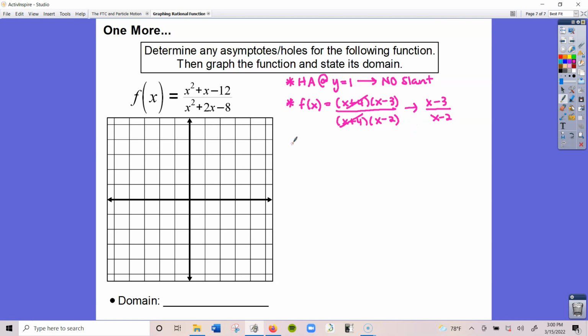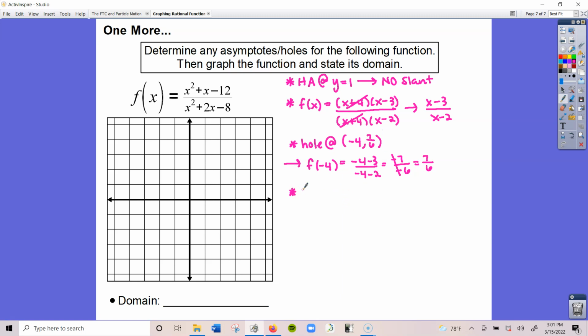Since I canceled, that means that I do have a hole, and the x value of my hole would be at negative 4. To get the y value, we're going to go ahead and plug everything in. So we're going to find f of negative 4. And remember, we plug that into the simplified version. So negative 4 minus 3 over negative 4 minus 2. Negative 4 minus 3 is negative 7. And negative 4 minus 2 is negative 6. Negative 7 over negative 6, those negatives will cancel, leaving me with 7 over 6. And that is the y value of my hole.